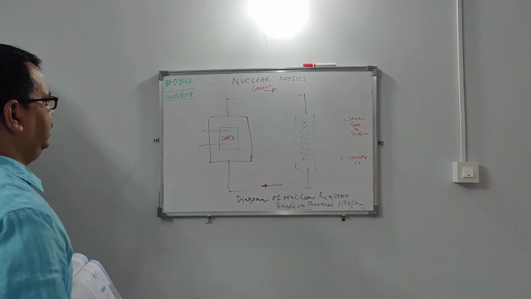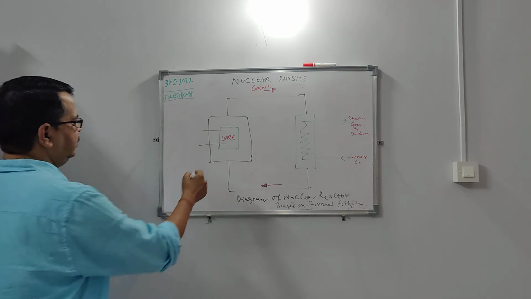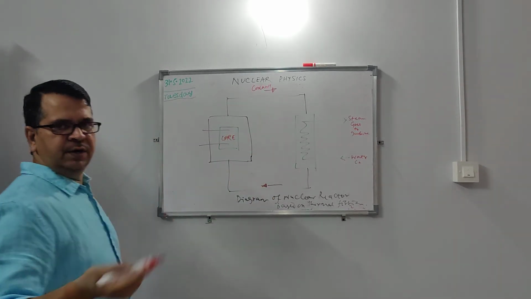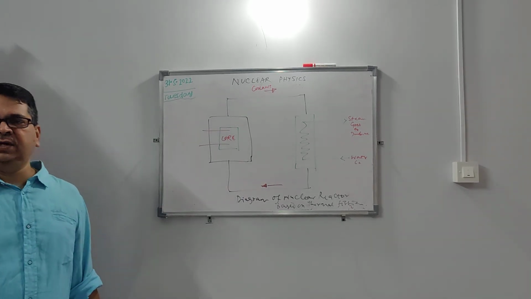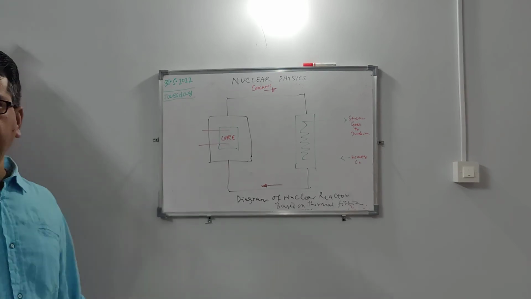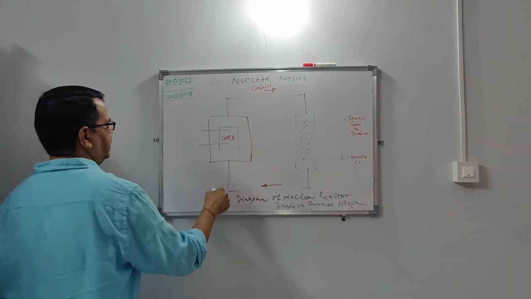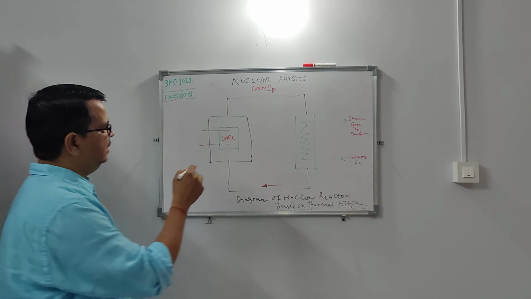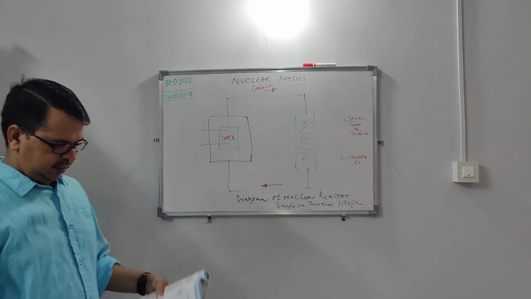So here actually the nuclear fission process is taking place, and the heat will get generated. This coolant may not be water, it can be something else also. The property should be that it has good latent heat and is able to carry more and more heat. So this coolant takes the heat from the core and transfers it through a heat exchanger.